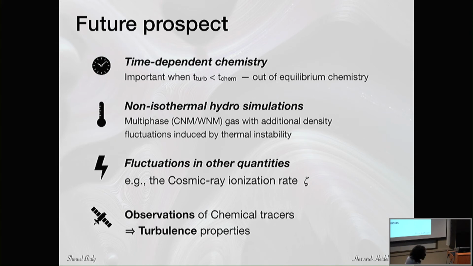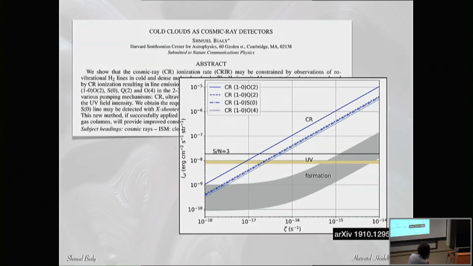Then fluctuation in other quantities. So there are other things that can make fluctuations in the chemical tracers apart from turbulence. For example, if the cosmic ray ionization rate changes between different locations, you would also expect the abundances to change. And I just make a short note on this.